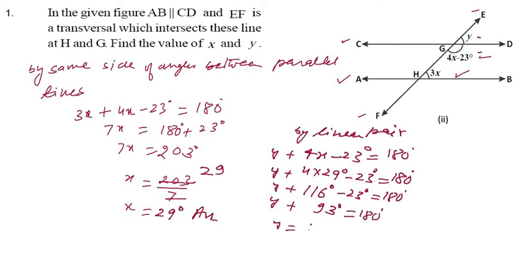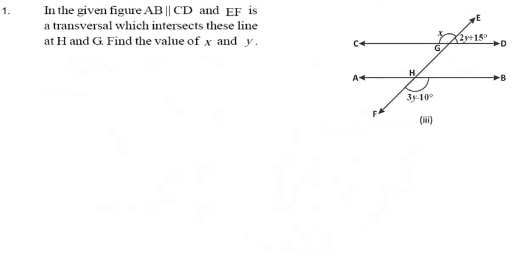So y will be equal to 180 degrees minus 93 degrees. So we get 10 minus 3, that is 7 degrees, and here is the 8, and that is the 7. 17 minus 9, that is 8. So it will be 87 degrees. So that is the answer of y. So y is here and x is here. So you can find the value of x and y.